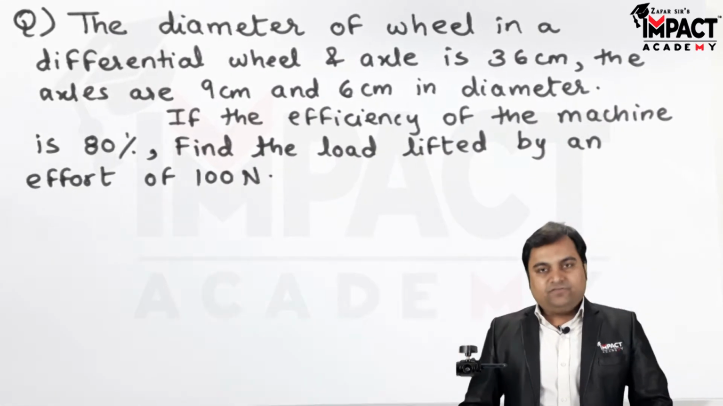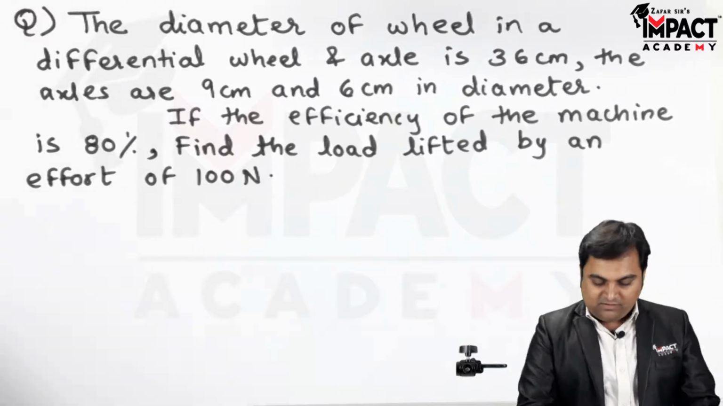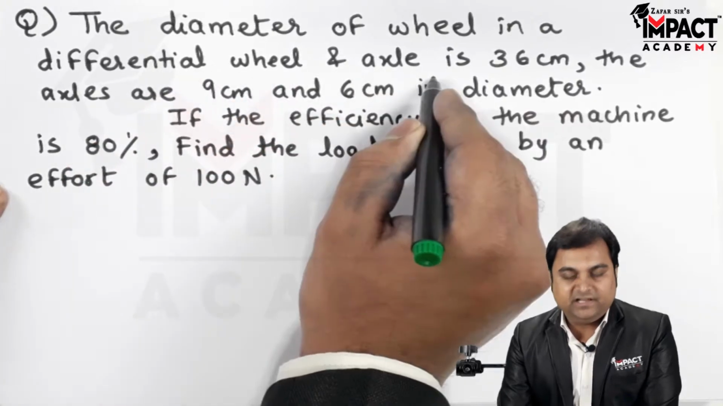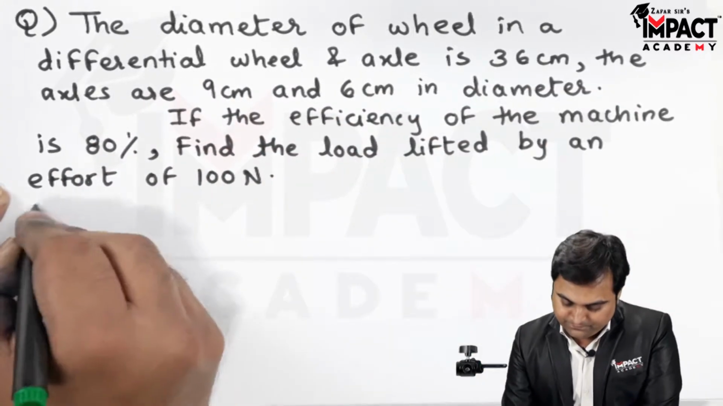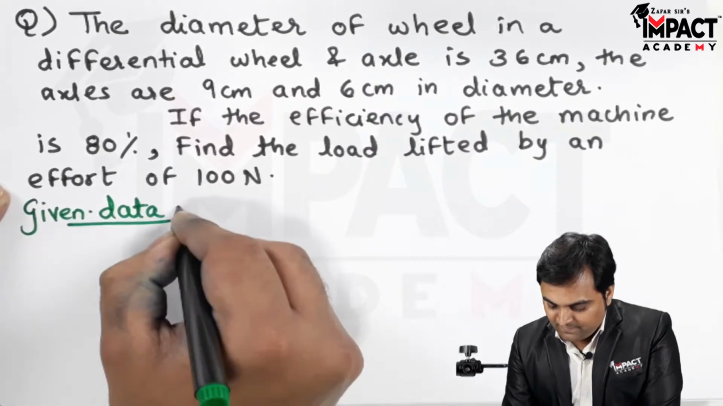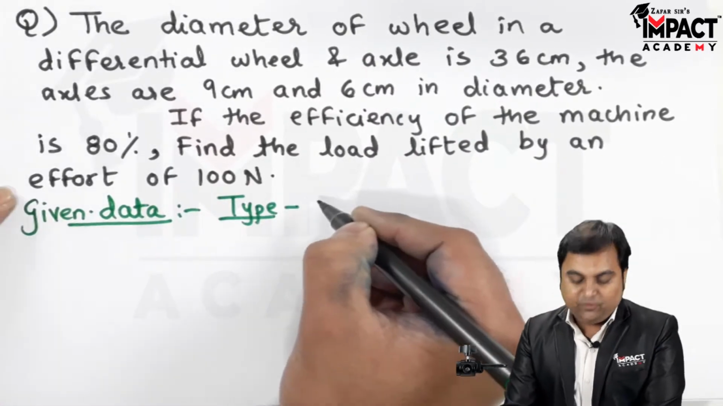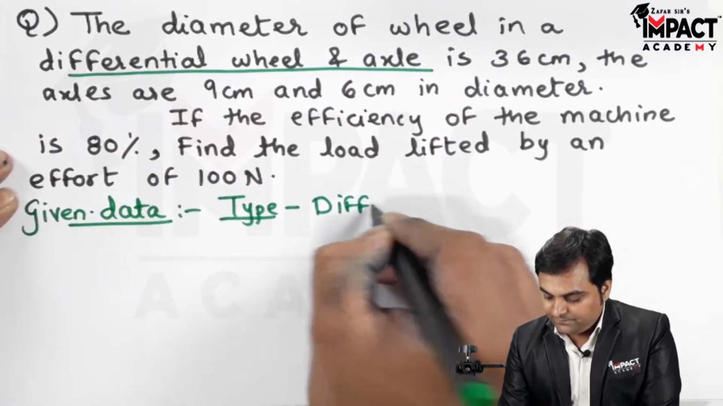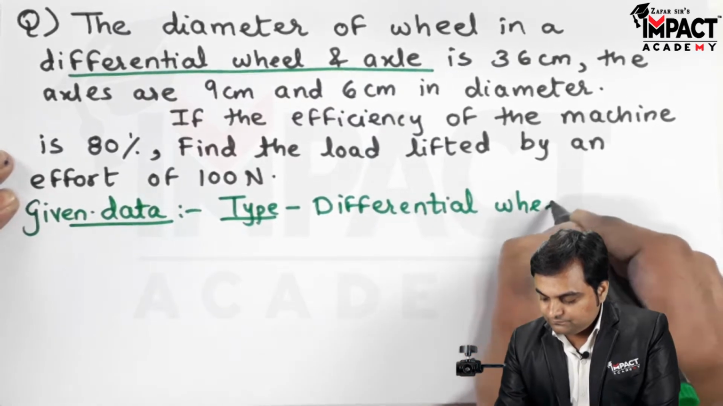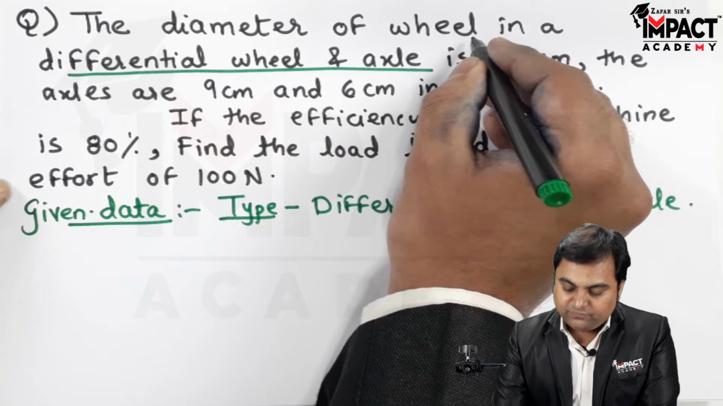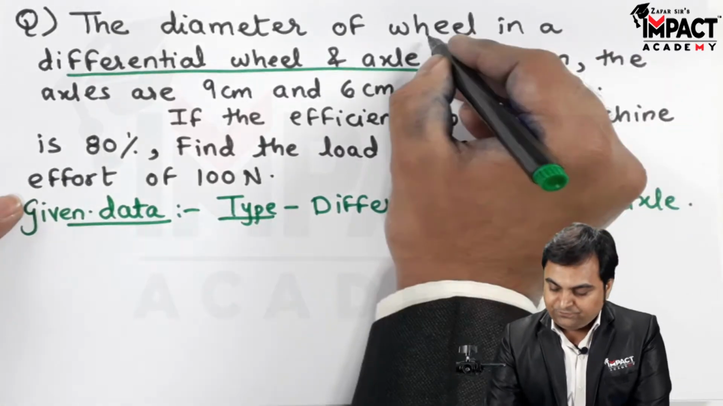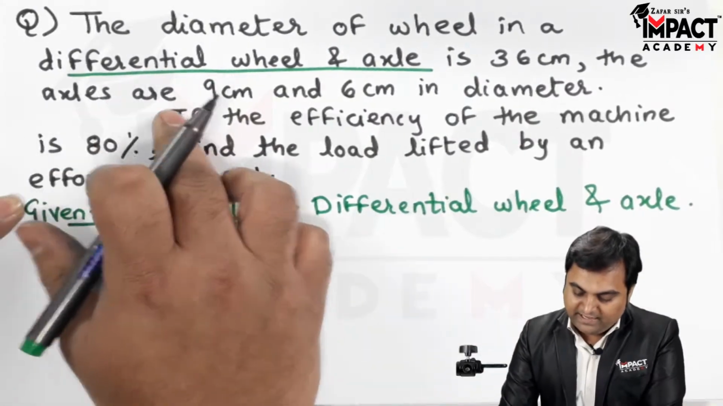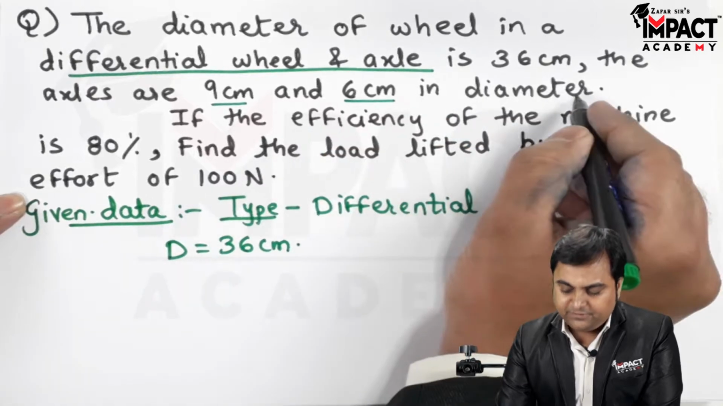Now here is the question in front of us. Whatever is given, I'll write that in the form of data. It is given the diameter of a wheel in a differential wheel and axle is 36 centimeter. So the type of machine given here is differential wheel and axle, that we have to mention in the data. The diameter of the wheel given is, this wheel is the effort wheel and whose diameter is 36 centimeter denoted by capital D. The axles are 9 centimeter and 6 centimeter in diameter.